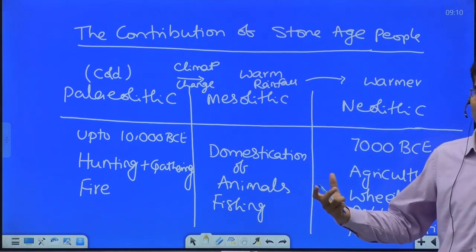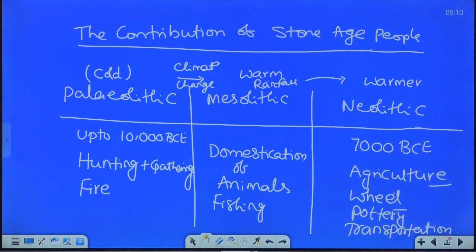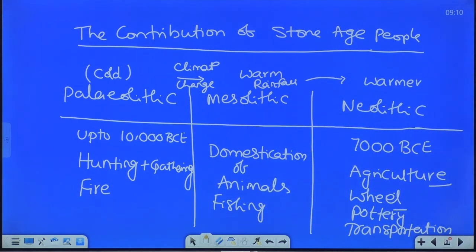The question is asking about contribution. What do we learn from them? They contributed, they gave the knowledge of fire. So I am coming stage by stage, you can see. They taught us domestication of animals.